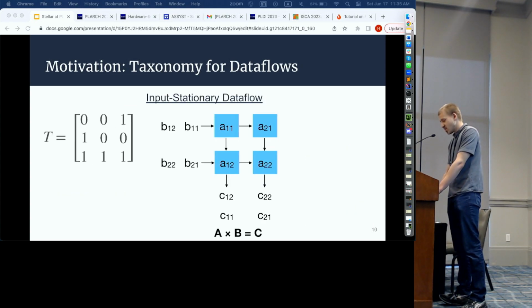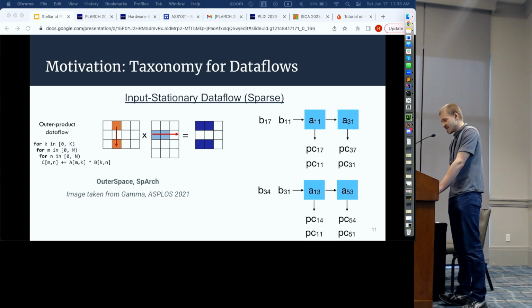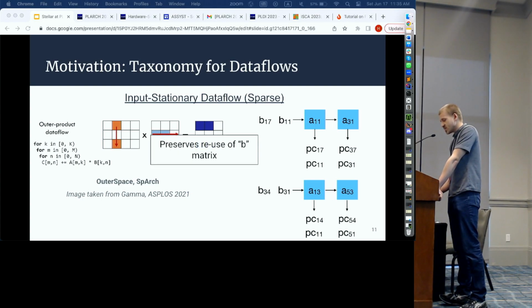Similarly, for input stationary data flows, there is an analogous sparse data flow, which is usually called the outer product data flow in sparse accelerator research. Unlike the inner product accelerator, this one preserves reuse of one of the input matrices, which means that some of the PE-to-PE connections can be preserved. It also removes the need to match the keys, or indices, of the input operands, which is one reason why it's sometimes favored. However, it often requires very significant circuitry to merge and sort the outputs, which can be highly scattered.